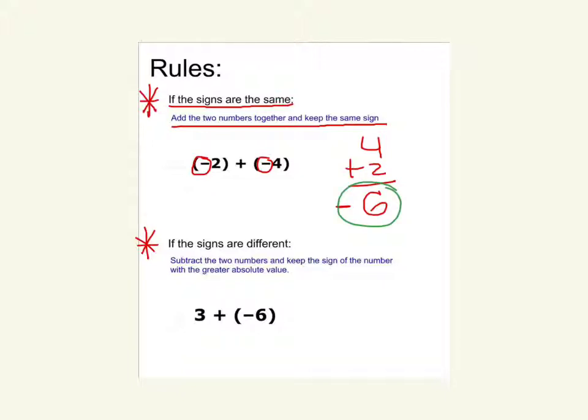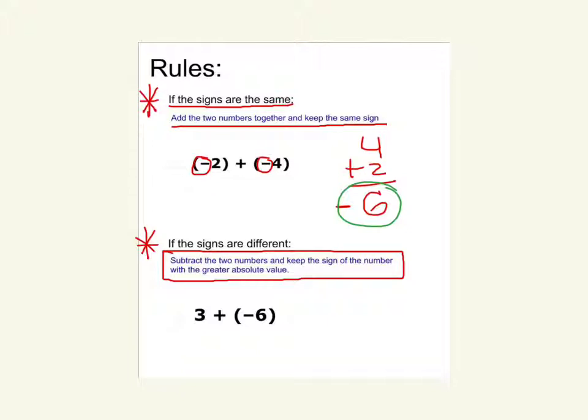Okay, now let's take a look and see what we do whenever we have signs that are different. Okay, if the signs are different, it says right here that we are going to subtract the two numbers and keep the sign of the number with the greater absolute value. Now, if you remember from our lesson yesterday, absolute value is a number's distance from 0. So we're really looking at which one of these numbers is bigger if they were both positive.